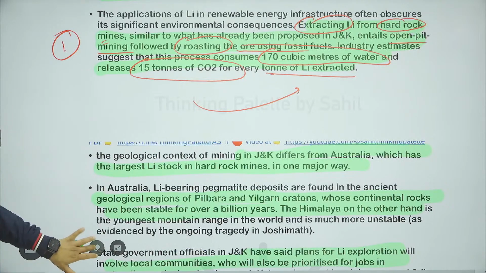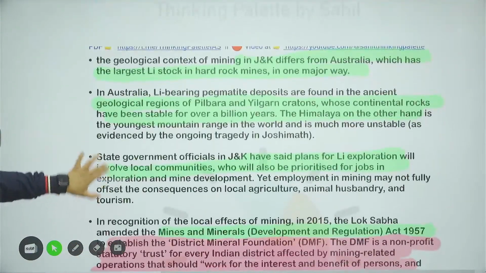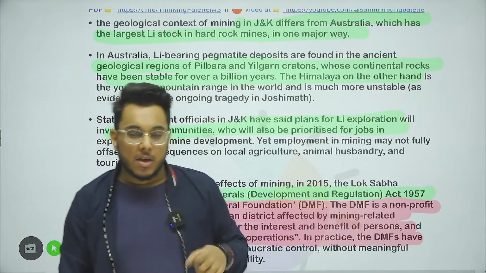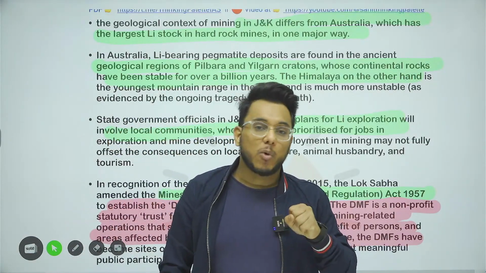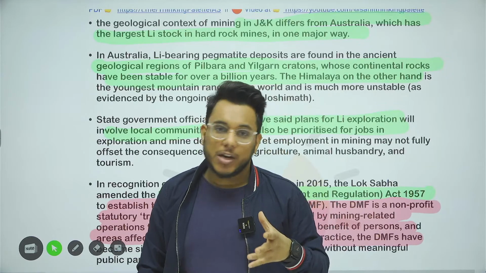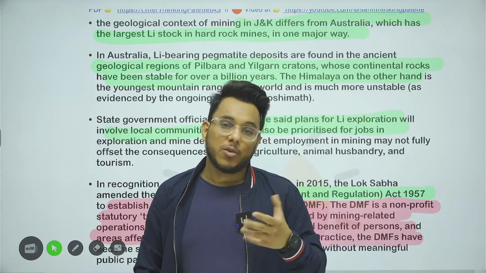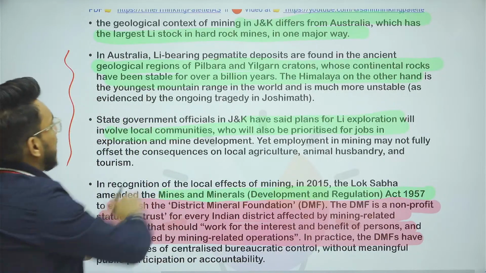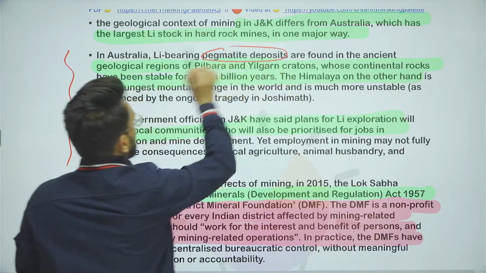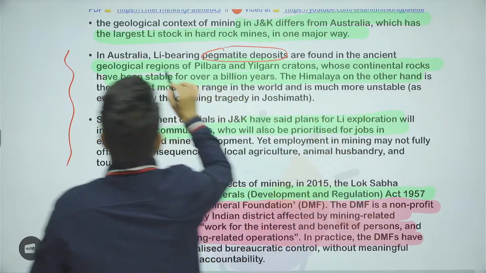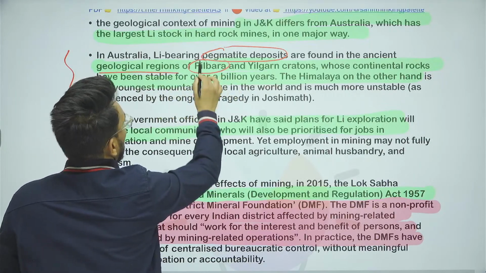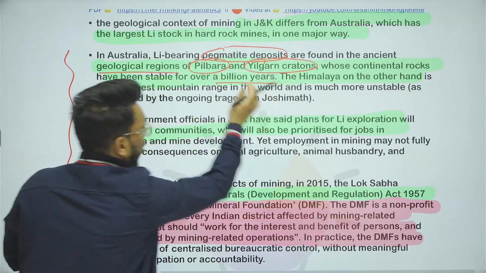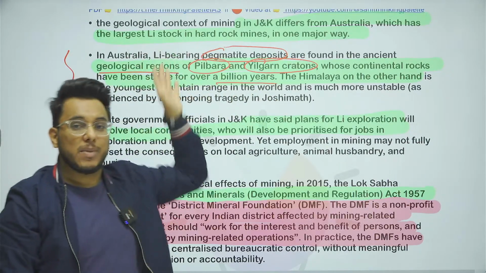Moreover, the next issue that comes here is that, guys, we have recently seen land subsidence happening in Joshimath. Now understand this: Australia, I told you, is a major exporter of lithium, but the pegmatite deposits of Australia are found in the geological regions of Pilbara and Yilgarn. These regions stabilized over the last 1 billion years. They got stabilized 1 billion years back.